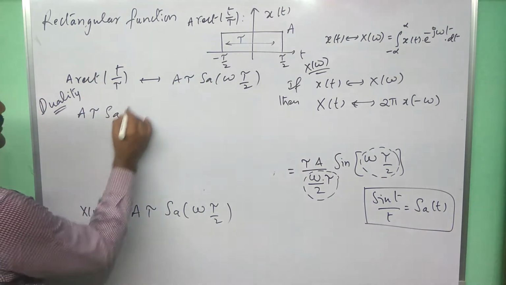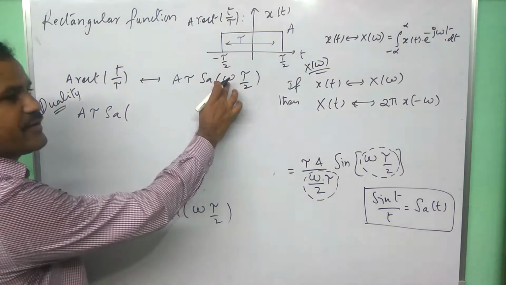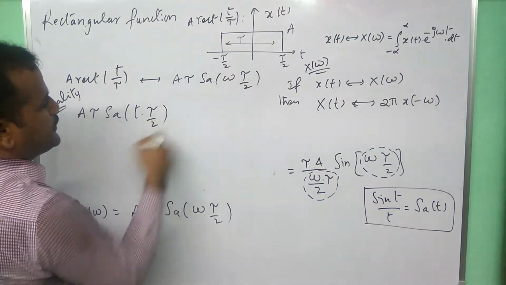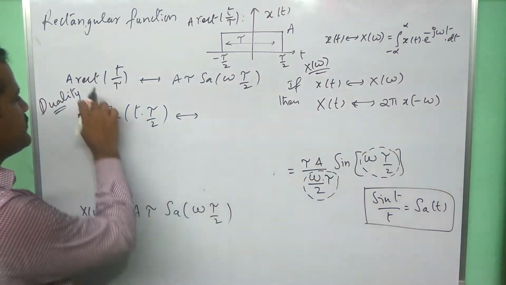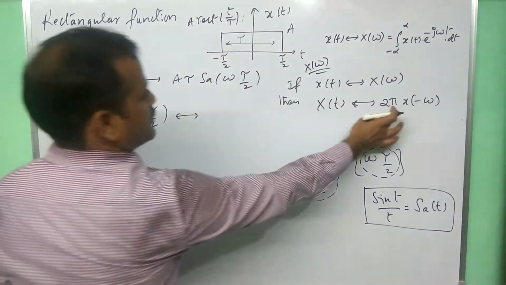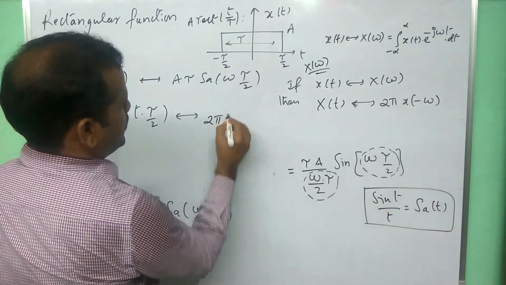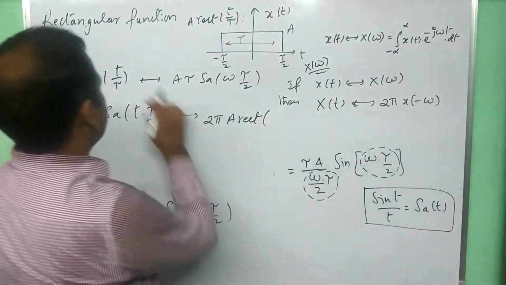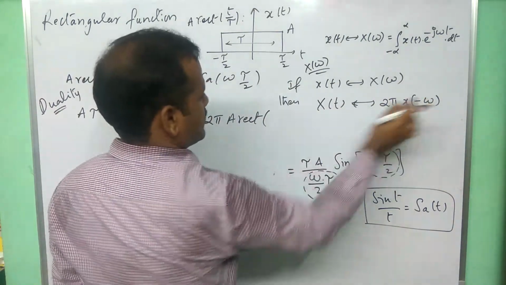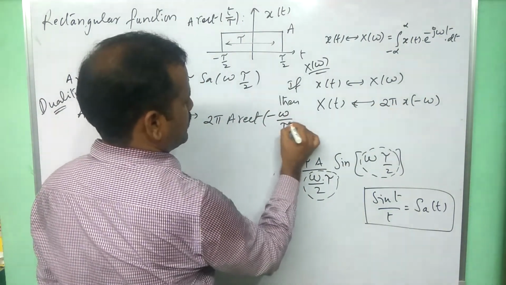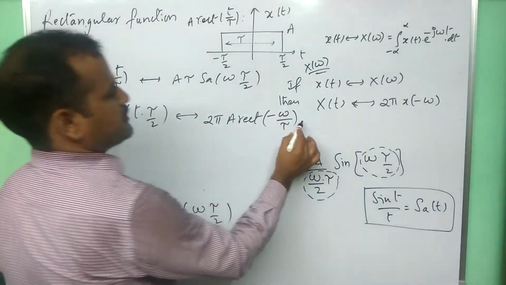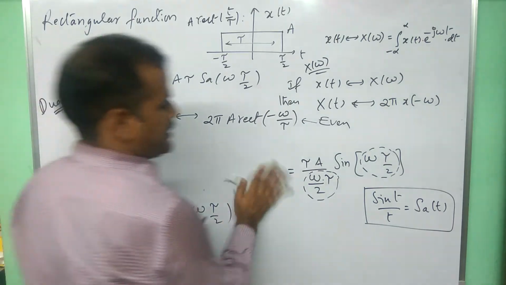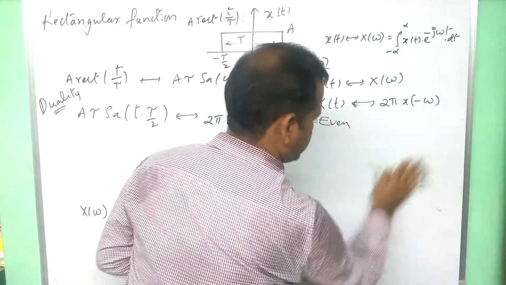So Aτ Sa(ωτ/2) is here in the frequency domain, and we are bringing it into the time domain. So Sa(tτ/2) has a Fourier transform where this function goes to that side with the additional 2π, so 2πA rectangle, and t is replaced with minus ω, so minus ω by τ. And we know that this rectangular function is an even function, so we can write minus ω as plus ω.